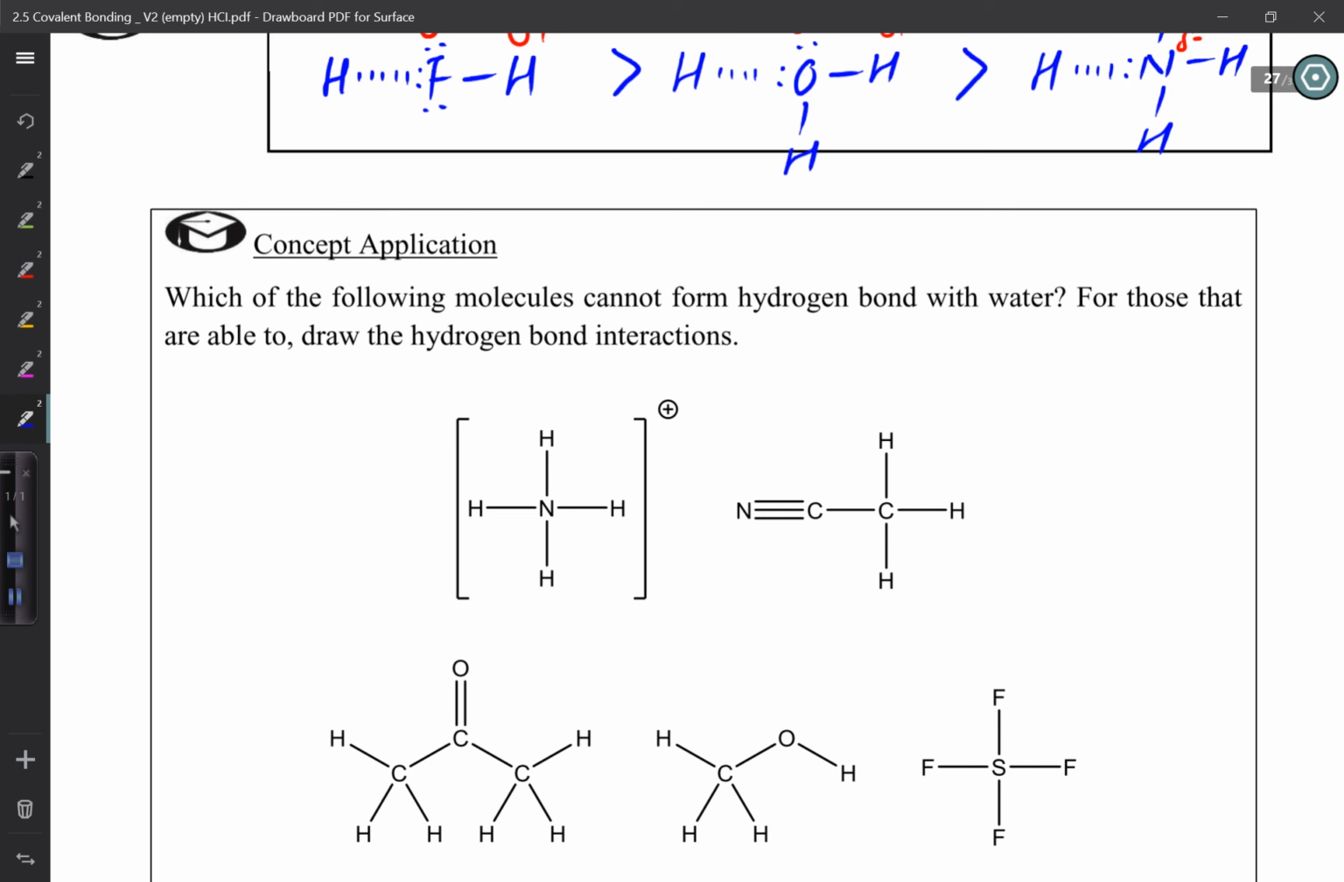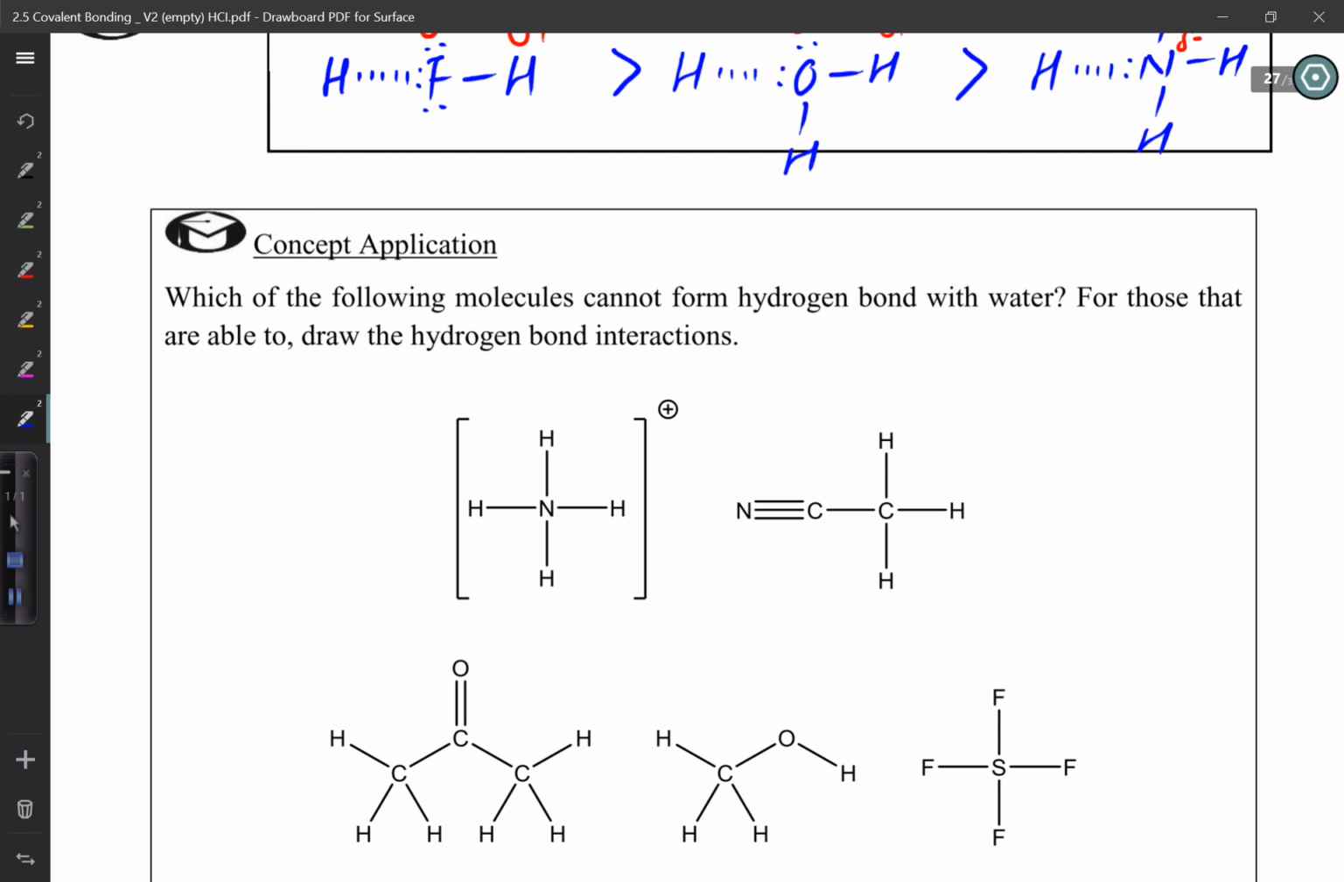I'm also kind of cold. Isn't it just the one molecule? So which of these cannot form hydrogen bond in water? Everything except this one.